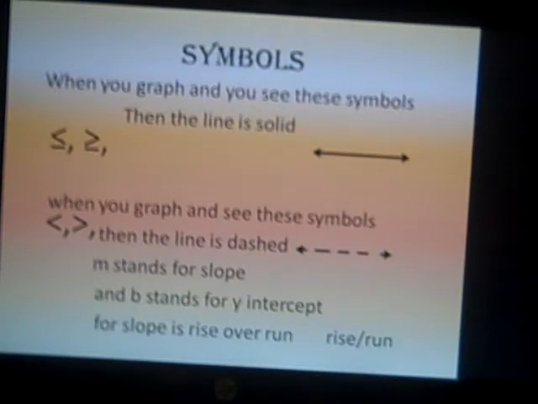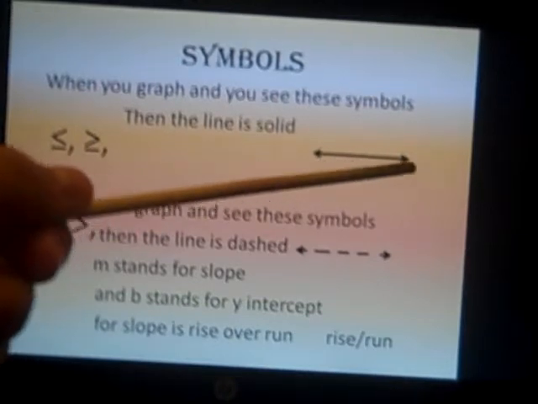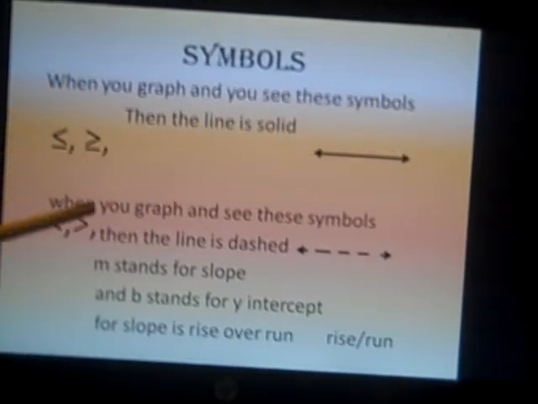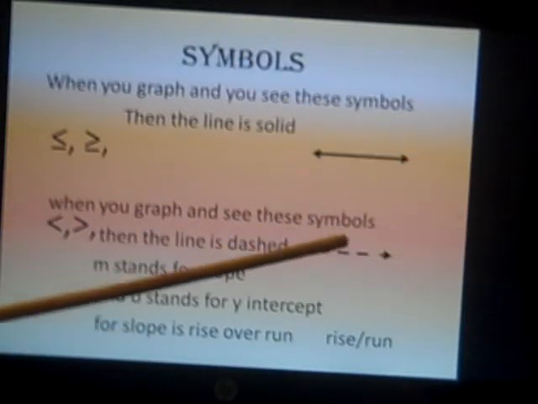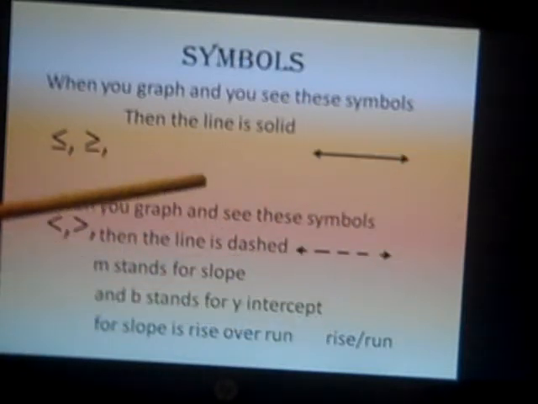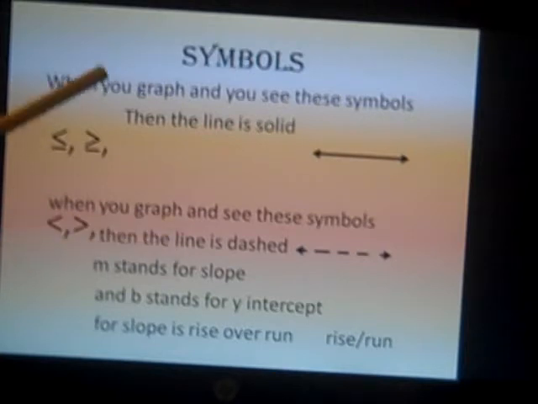Symbols. When you graph, you see these symbols: less than or equal to, greater than or equal to. For these symbols, the line is solid when you graph it. And when you graph and see these symbols, less than, greater than, the line is dashed. You do that so you can tell them apart and what signs you used.